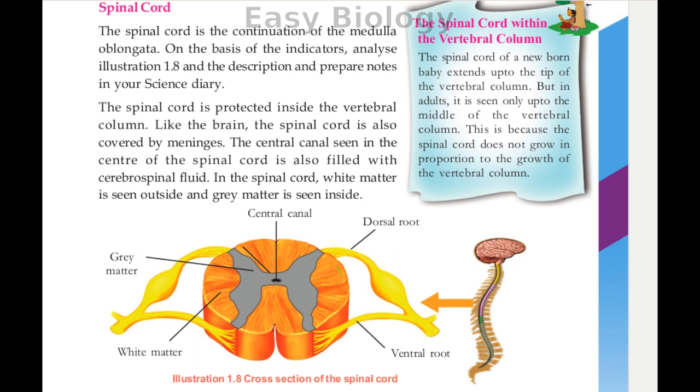The spinal cord is protected inside the vertebral column. It is covered by the meninges, and in between the layers of meninges, the fluid called cerebrospinal fluid is seen. The central canal, which is seen at the center of the spinal cord, is also filled with cerebrospinal fluid. And in the spinal cord, white matter is seen outside and grey matter is seen inside.